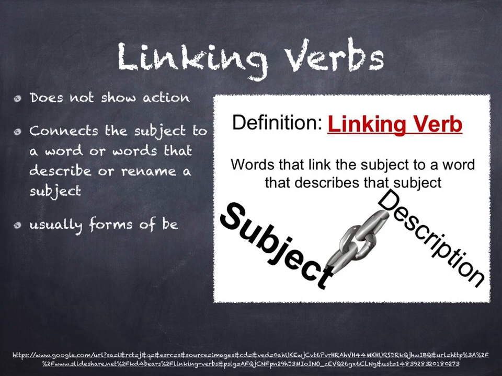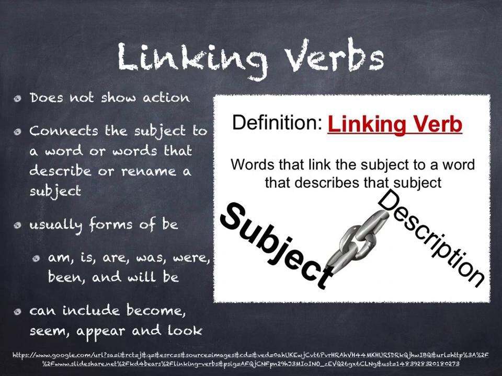We usually have the forms of to be as the linking verb, so am, is, are, was, were, been, and will be are all good examples. And then sometimes there's other words, though. They can include become or seem, appear, and look. There's lots of other linking verbs, though, as well.